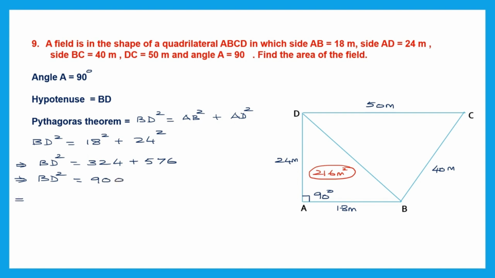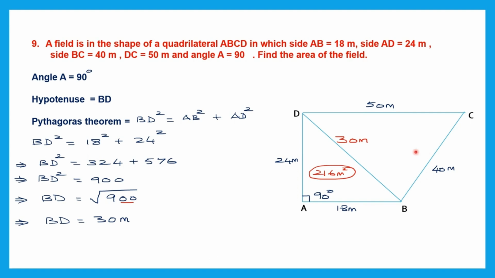Now we can find the value of BD if we find the square root of 900. Now we know the square root of 9, isn't it? The square root of 9 is 3. Now we have two zeros, and since we are finding the square root, take out one zero from that pair, so you get 30. So now we know the value of the other side. This is 30 meters. So let's write it here also. So this side is now 30 meters. So we have found BD also.